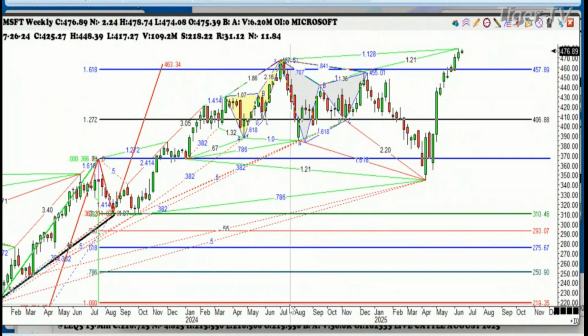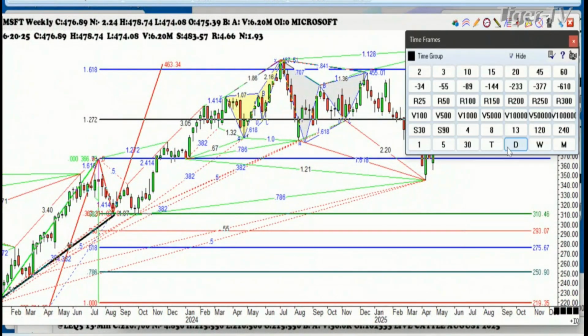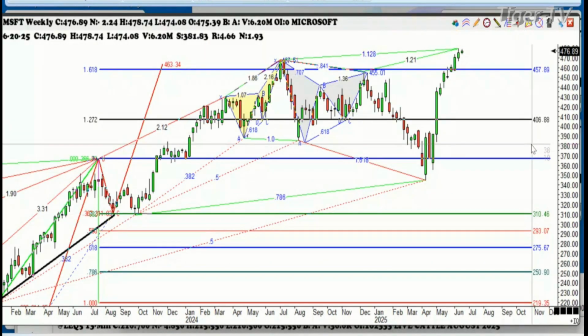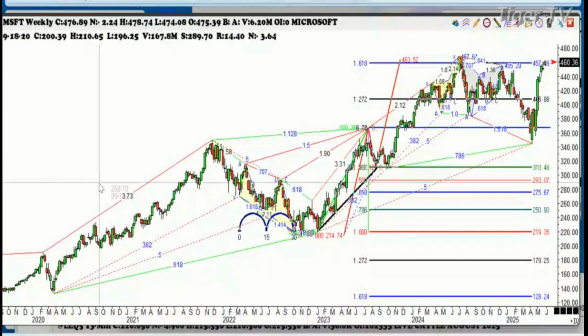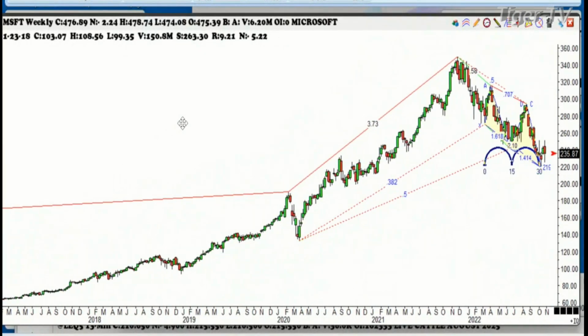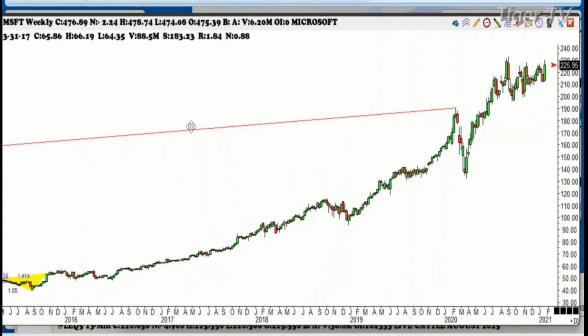Believe it or not, folks, I'm going to get this weekly chart up because when I show you this, do you realize, are you ready for this, boys and girls? Are you ready for this? This is where our good friend, Mr.